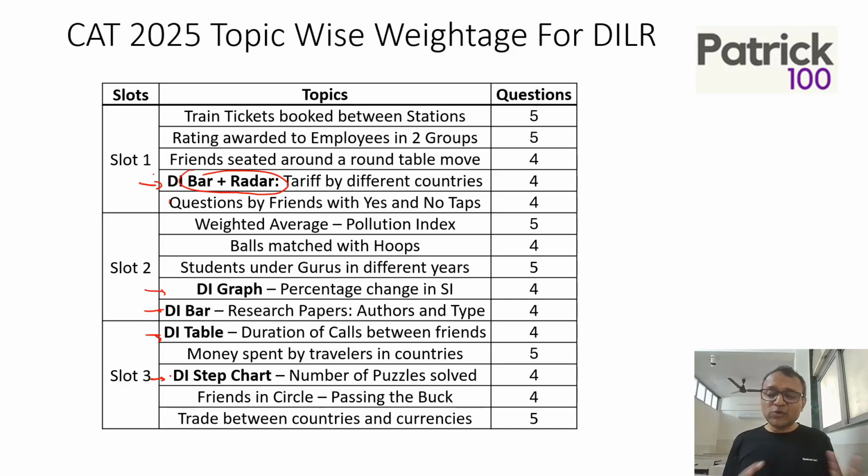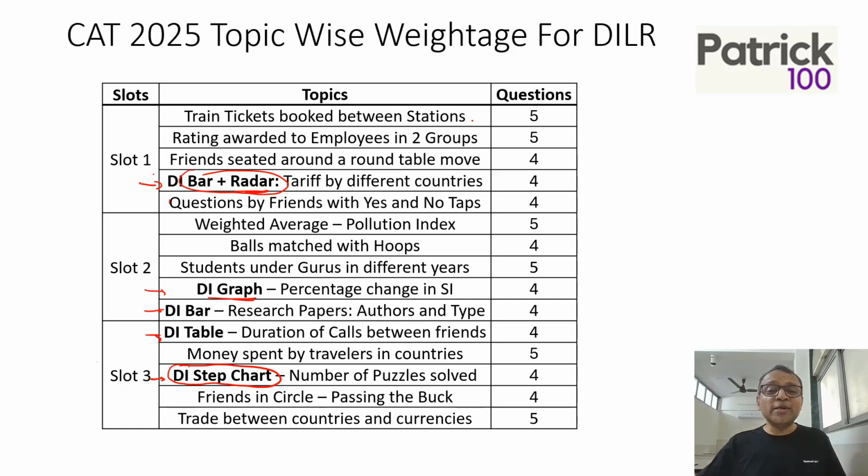But in most of the cases, what you have seen is that DI sets are slightly easier than the pure logical sets. Also, in slot 3, there was a DI step chart, which is normally a little different from the others. The radar chart came in slot 1. There was a graph with points on the graph. Otherwise, it was all bar and table.